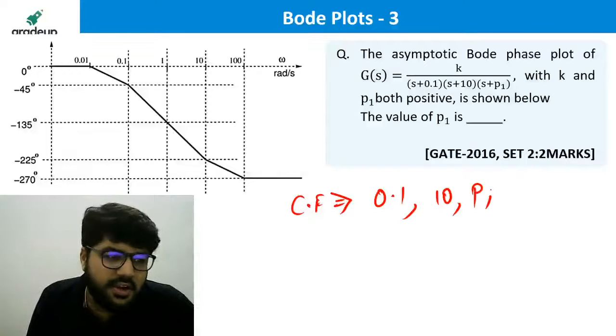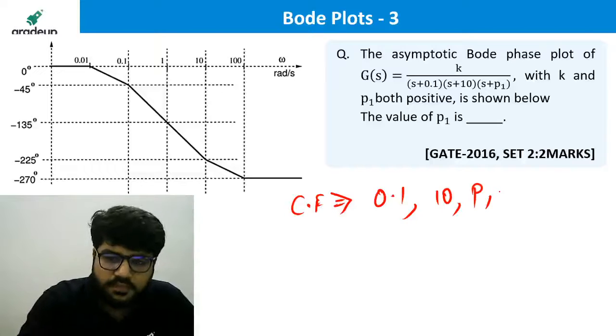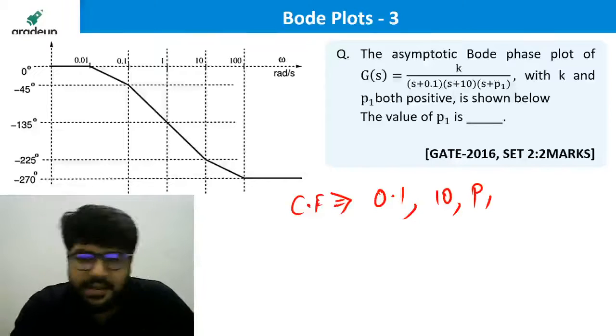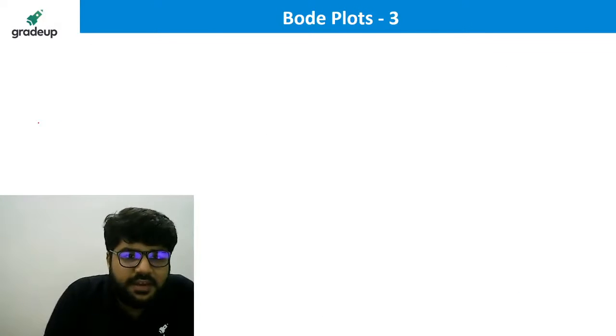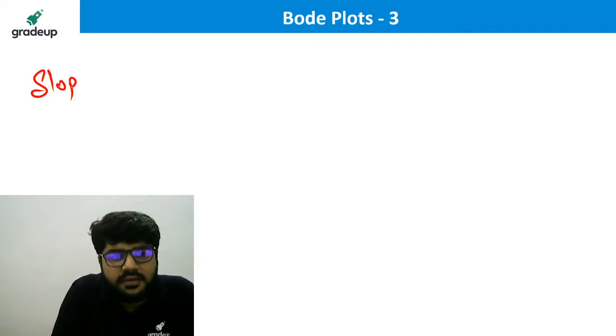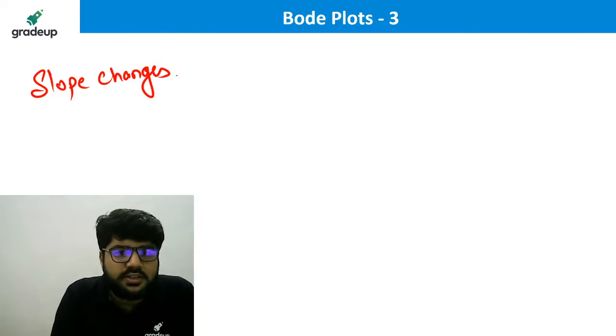Right. So these are the corner frequencies 0.1, 10 and P1. Okay. So what are the slope change points? I have just taken this diagram again. What are the slope change points? Guys, what are the slope change points to mention here?